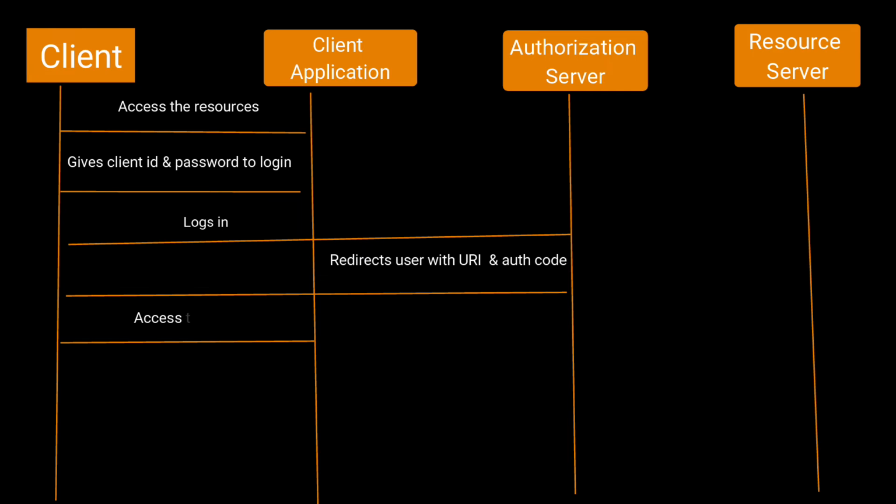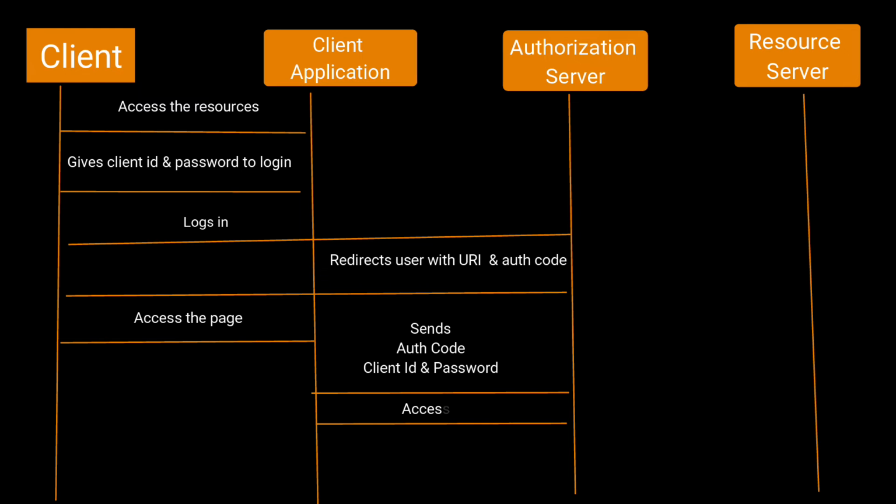After registration, the user accesses the redirect URI from the client application. The client application will be provided with the authentication code, client ID and client password and sends them to the authorization server. The client ID and client password are unique to the client application on the authorization server. The authorization server sends an access token to the client application. The user will be allowed to log into the client application.